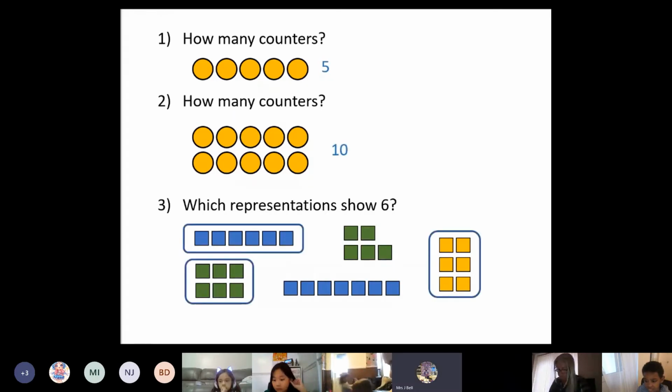You can see the 3 images that show or represent 6. We've got 1 row of 6. We've got the green one represented by 2 rows of 3 and 3 columns of 2. And we've got the yellow one represented with 3 rows of 2 and 2 rows of 3. Well done to all of you. I hope it was a typo when you put 60 in there.